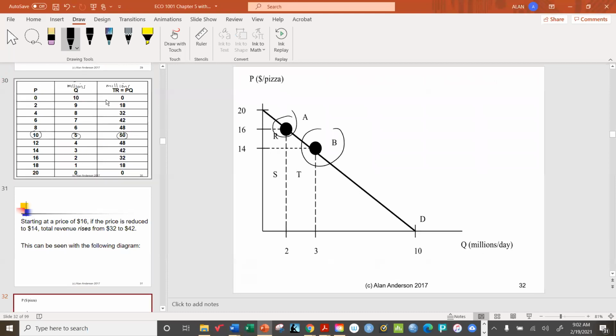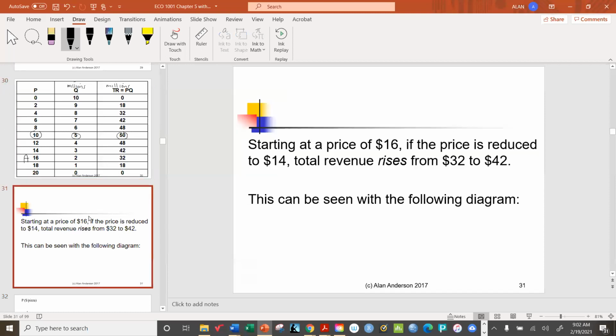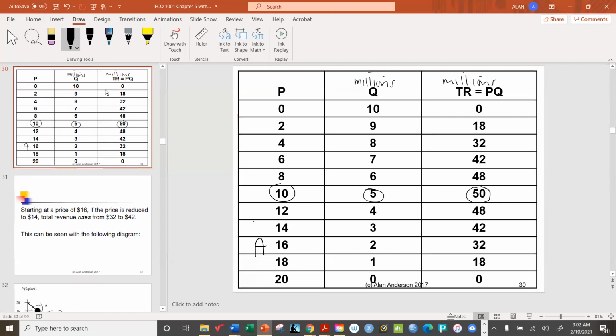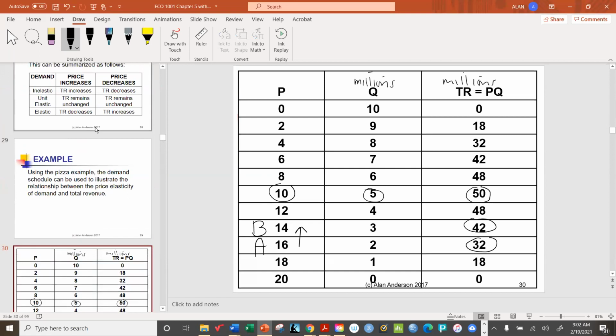Let's go back to the chart. Point A will be this one, and point B will be $14. You can see that if we started at A, a price cut is raising our revenues. A price cut is raising our revenues. And so that implies that the demand must be elastic in this region.